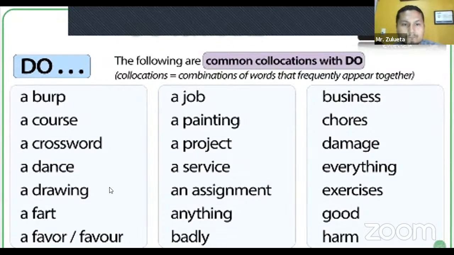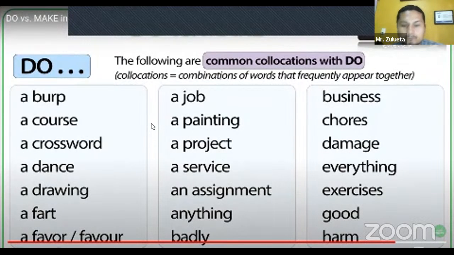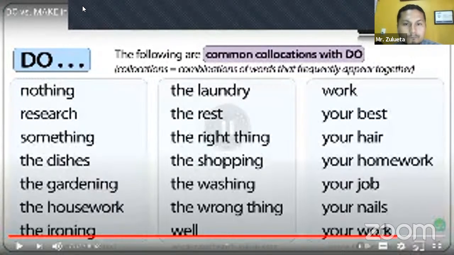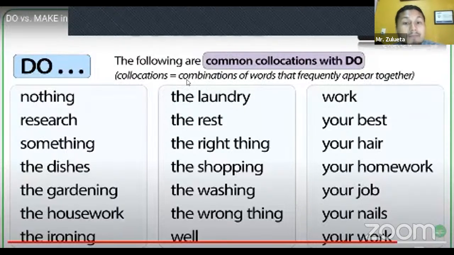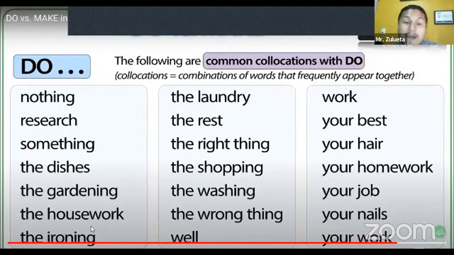The following expressions are common collocations with the verb do. Collocations are combinations of words that frequently appear together. Pause the video if you need more time to read them all. So remember, collocations are basically combinations of words that frequently appear together, okay? So do nothing, do research, do something, do the dishes, do the gardening, do the housework, do the ironing.